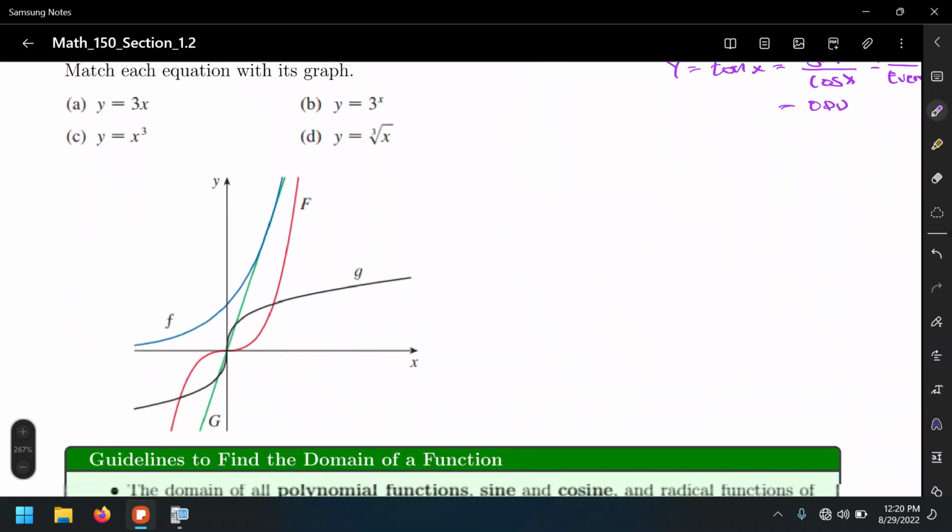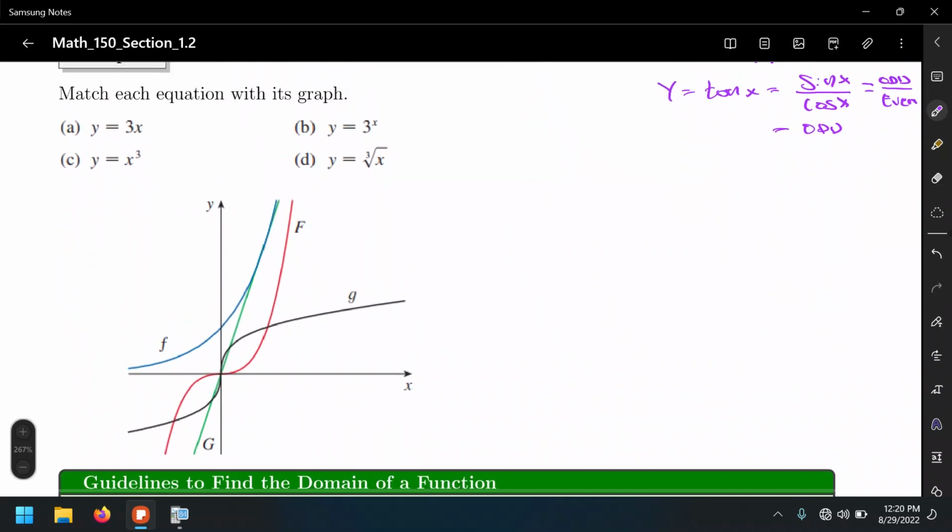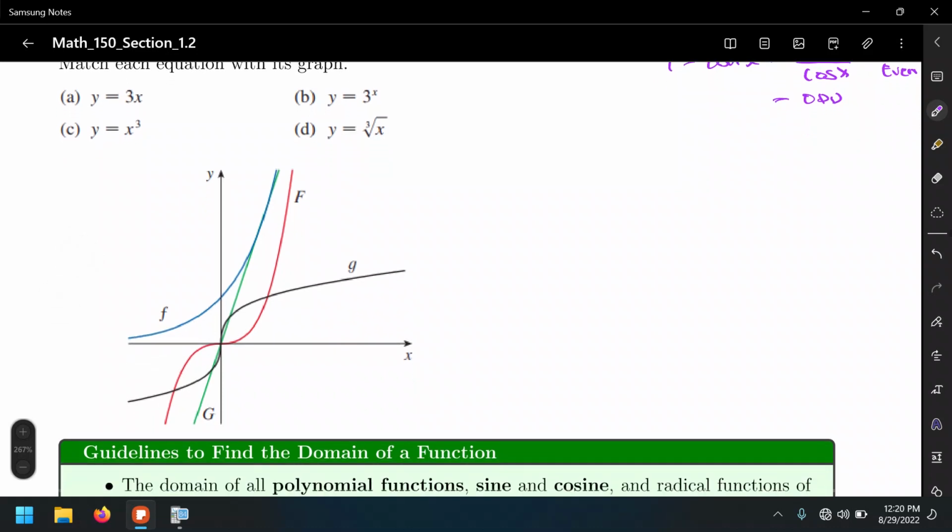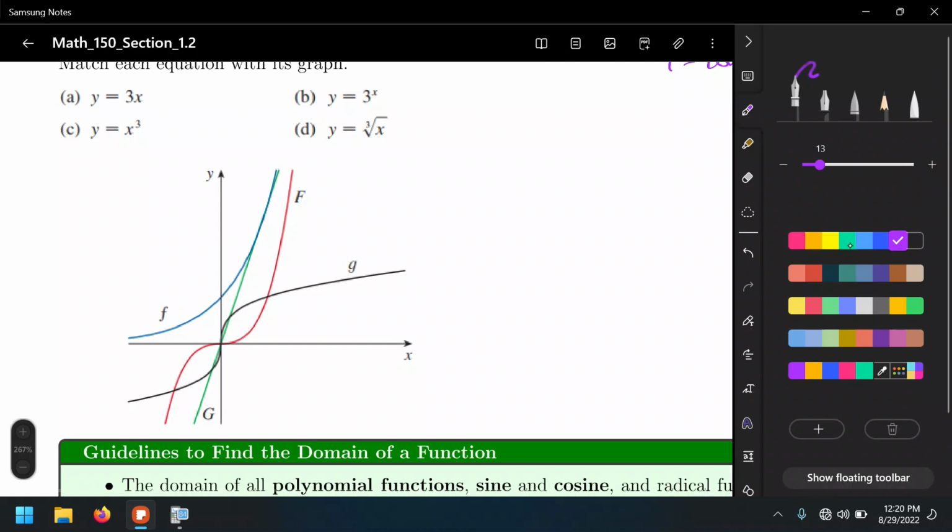Let's look at this first exercise right here, and let's see. Match the equation with its graph. So we have 4 graphs. They are all defined in terms of y equals 3x, y equals x cubed, y equals 3 to the x, and y equals the cube root of x. And the graphs are labeled with letters. So let's see if we can match them. Okay. Y equals 3x. Which one from this graph would be? The green one, which is labeled with a G, right?